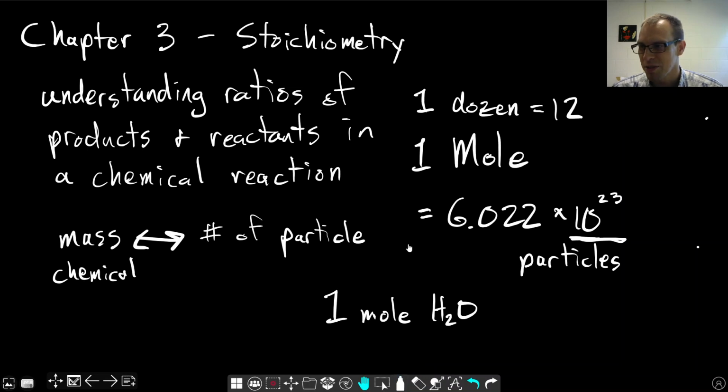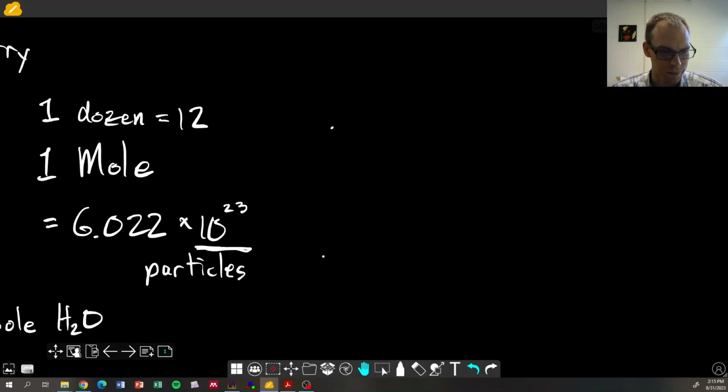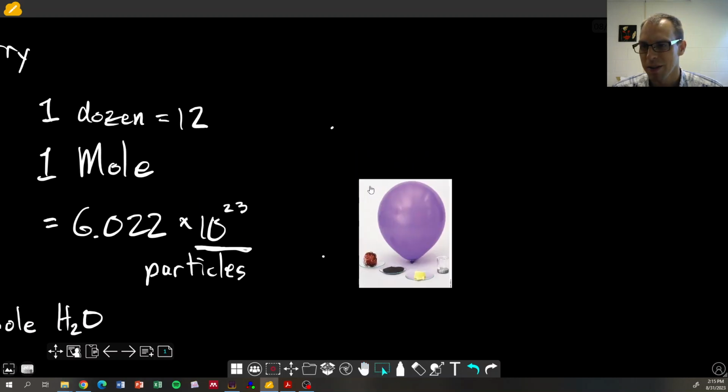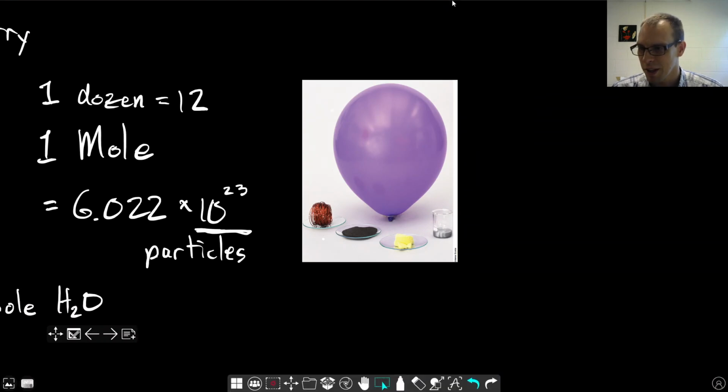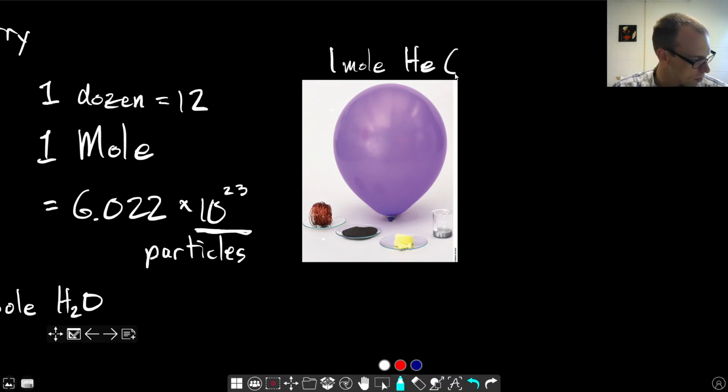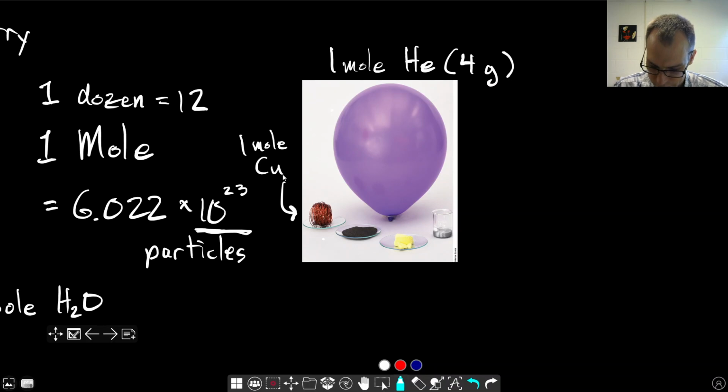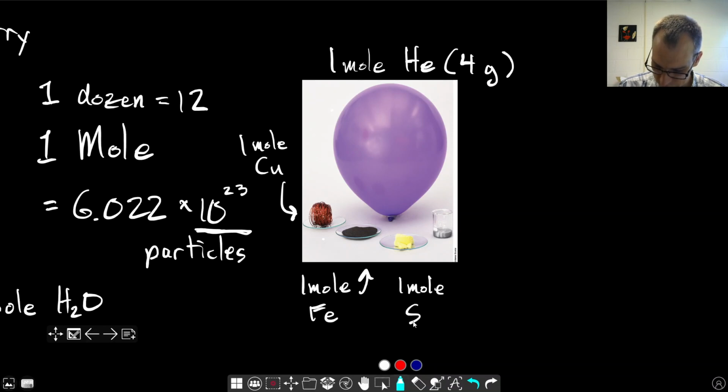There's a picture in your textbook that I'm going to pull over here. Give me just a second. That shows what a mole of stuff looks like. This is a picture in your textbook that shows, let me just make the full screen again, 1 mole of helium, which is equal to about 4 grams. Over here, we have 1 mole of copper. Let me make sure I have the right substances here. We've got 1 mole of iron in this spot here, 1 mole of sulfur, and 1 mole of mercury, which you don't want to be around a whole mole of mercury, right?